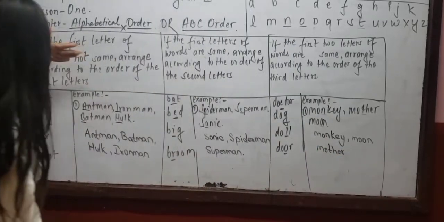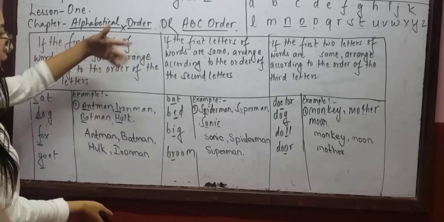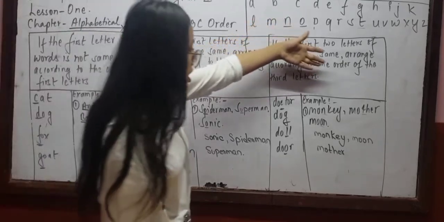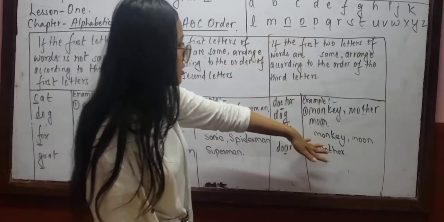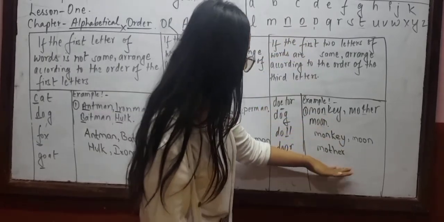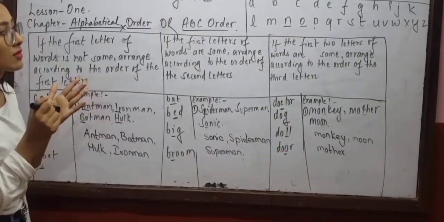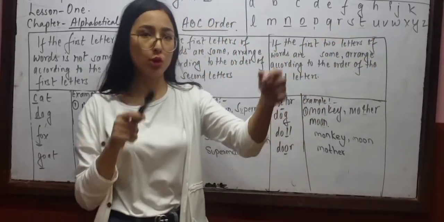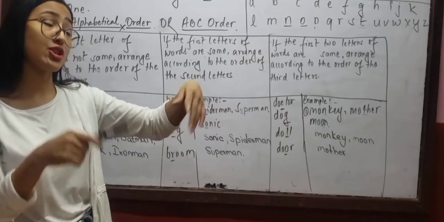Here we have arranged according to the first letter of each word, and here we have arranged it according to the second letters, and in here we have arranged the words according to the third letter of each word. Likewise, if the first three letters of the words are the same, then you have to look at the fourth letter or the fifth letter or the sixth letter of each word.